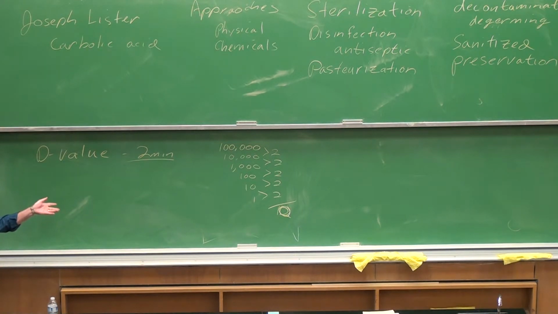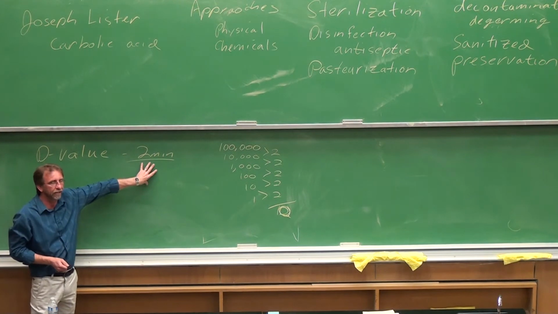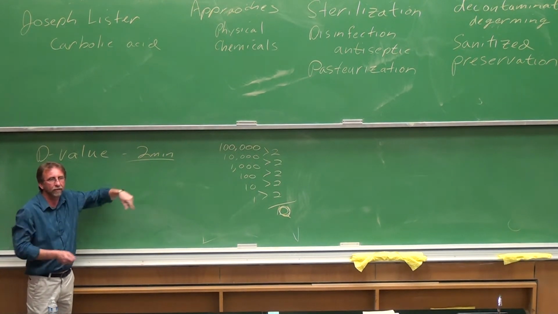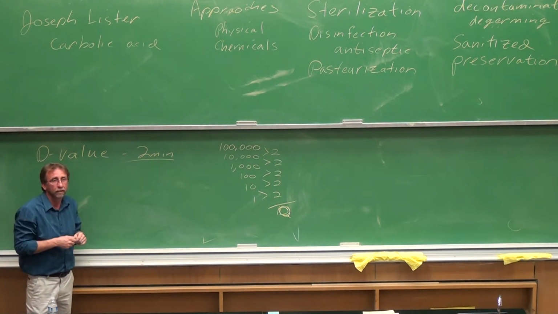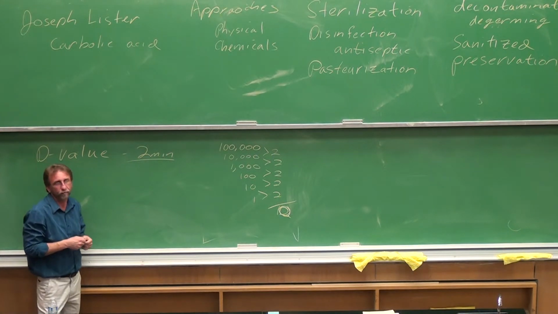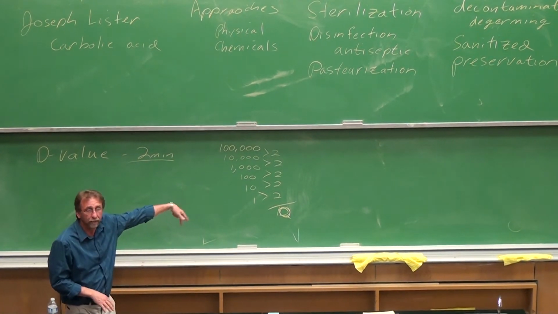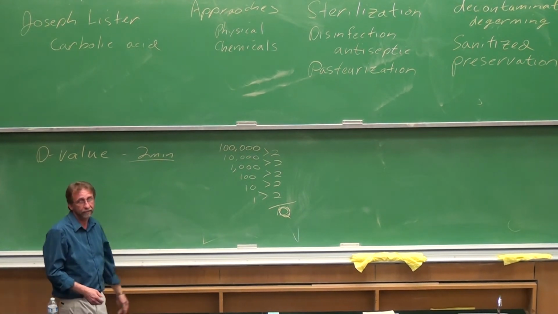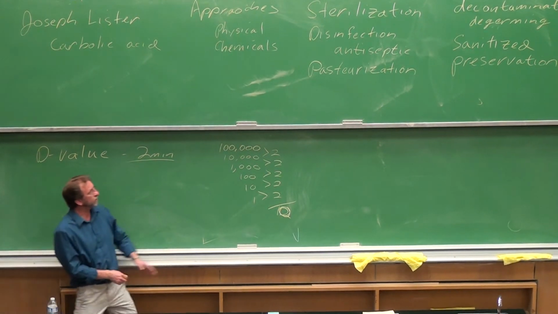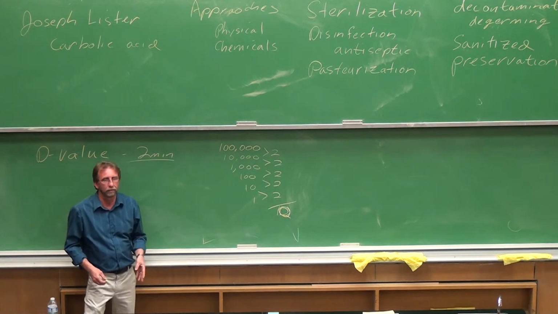So it would take 10 minutes to reduce this population if this was our D value for that particular chemical. How do they determine D value? Go ahead. So you wouldn't have to reapply? No, you wouldn't have to reapply. You would want to make sure that it stayed in contact with the agent, but you wouldn't have to necessarily reapply. How do they determine the D value?